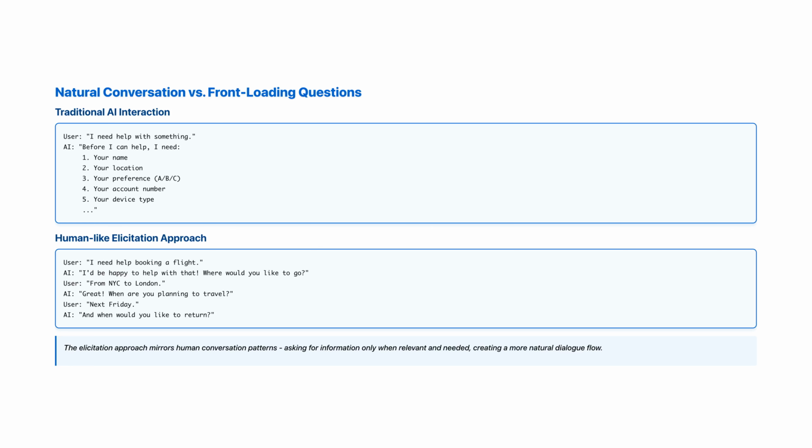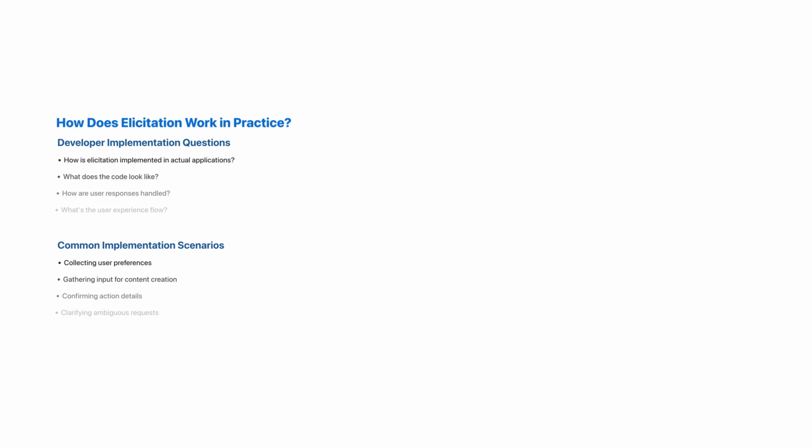Oh, that makes sense. So, it's kind of like instead of an AI assistant bombarding me with 20 questions up front, it can have a normal conversation and just ask for my shipping address when we get to that part of the process. You've got it. Think about how humans naturally converse. We don't demand all possible information up front. If I'm helping you book a flight, I might first ask where you want to go, then when, then about preferences. Elicitation brings that same natural flow to AI interactions. It's actually one of my favorite MCP features because it solves this really awkward UX problem we've had with assistants forever. I'd love to hear a concrete example of how this works in practice.